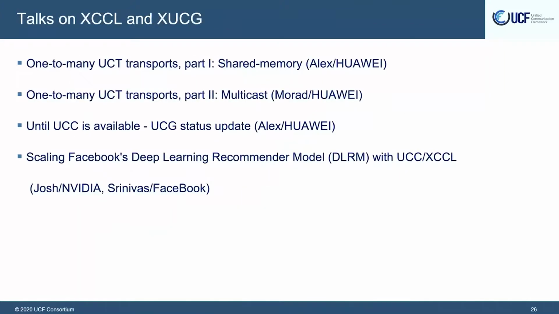So I will call out all the talks that we have following this talk. The first three talks are about UCG, and the other talk is by Josh from NVIDIA, who will present how we are using the UCC API and implementation for scaling deep learning workloads. Typically, we always talk about HPC workloads. I think this will be a good change.